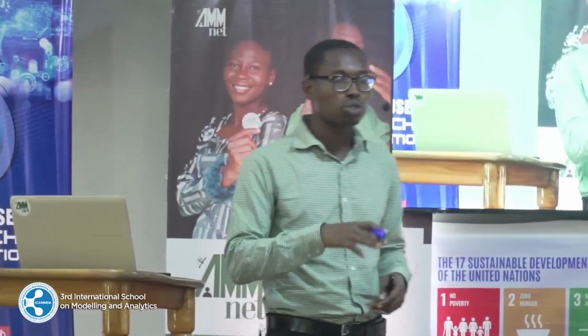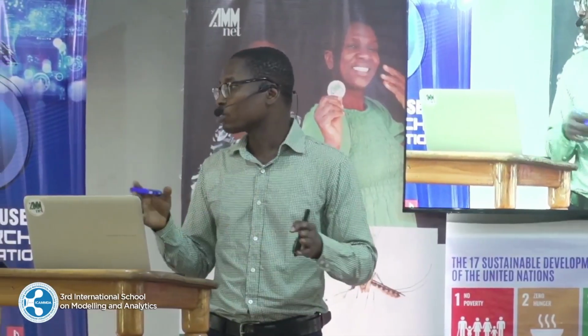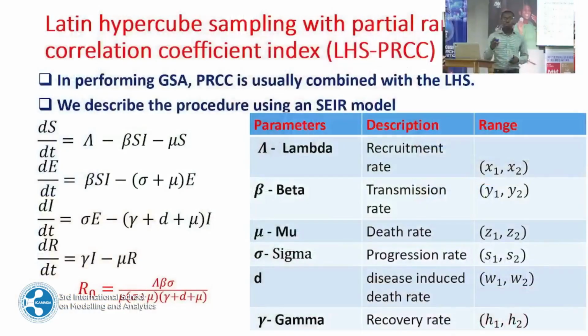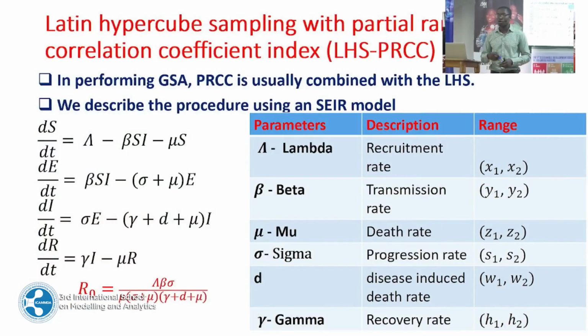So our R naught here is our model output, and we now want to see how sensitive R naught is to each of the parameters. It is not only R naught you can do this on; you can also do prevalence, the epidemic peaks and all that. What's our prevalence here?